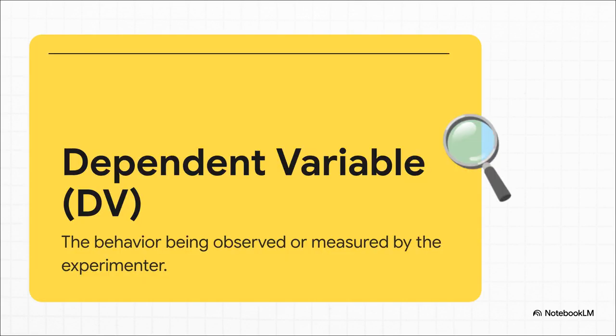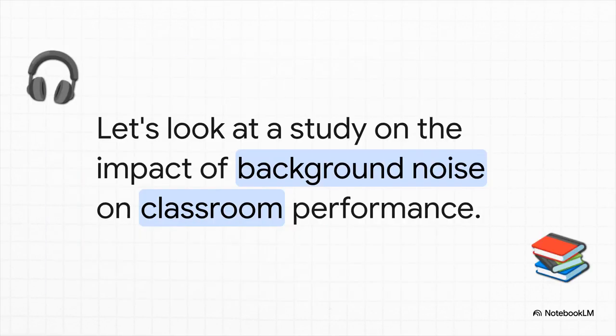And, well, if the independent variable is the cause, then the dependent variable, or DV, is the effect. This is the thing you measure. It's the outcome you're watching to see if it depends on the changes you made with your IV. That's why it's called dependent. Its value depends on what you did. All right, enough theory. Let's put this into practice.